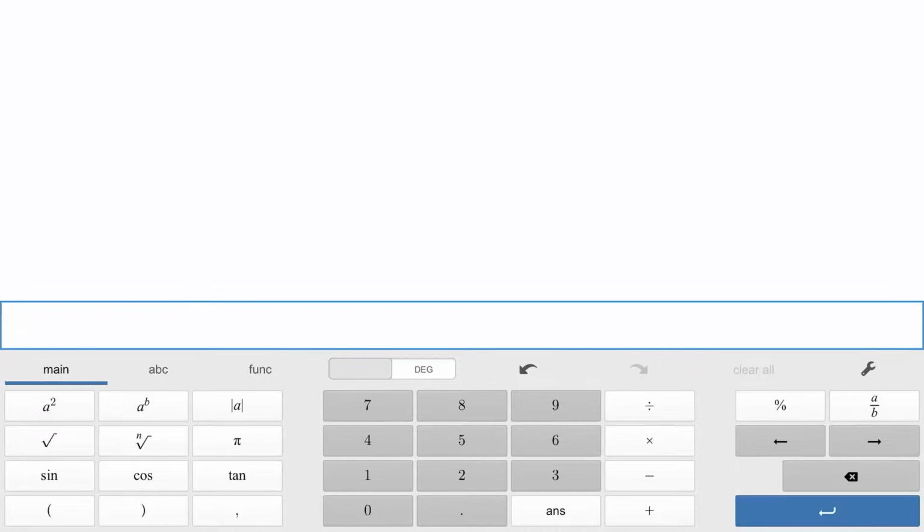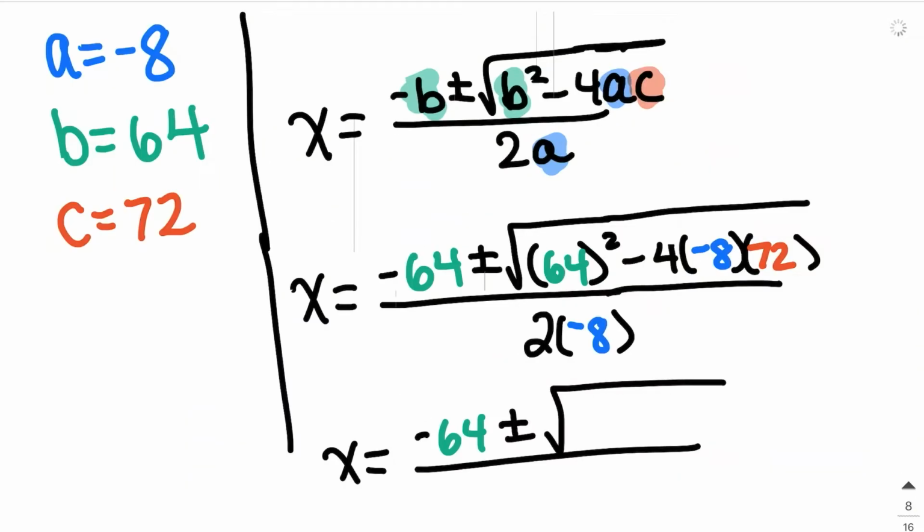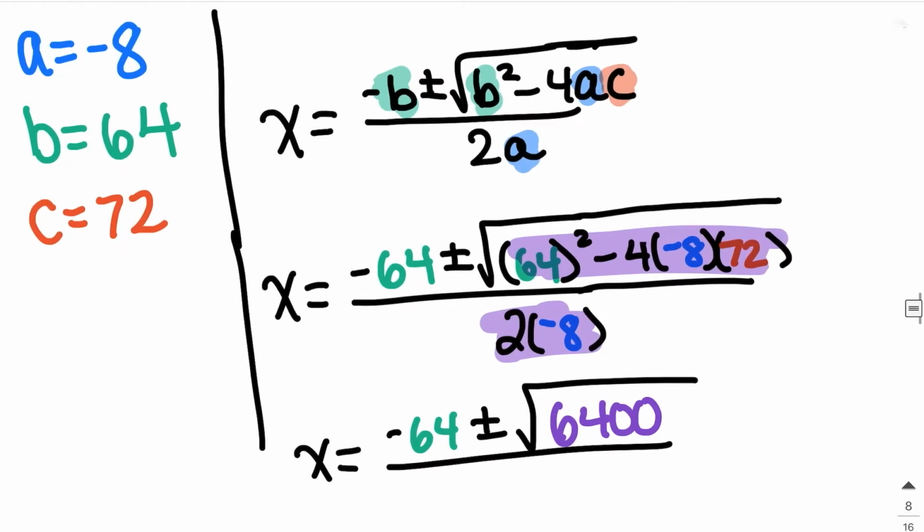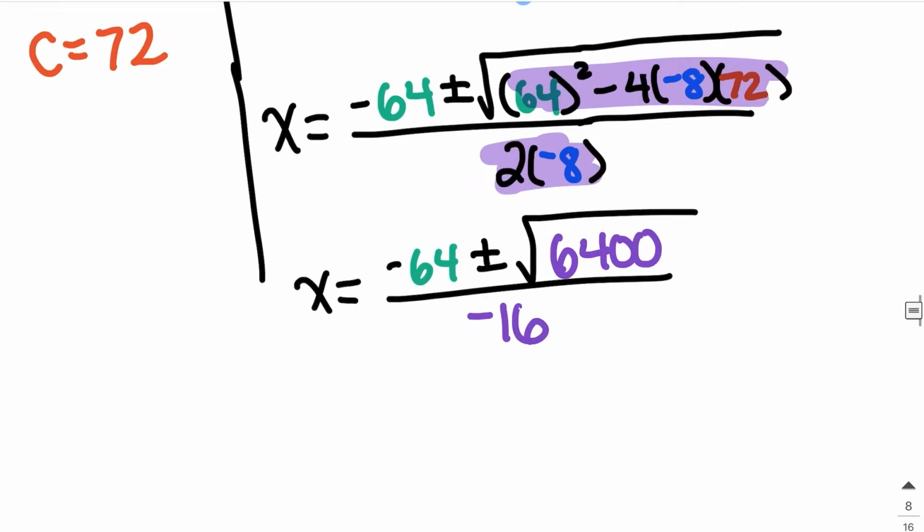And I'm going to do it without the square root button. So I'm going to type in 64 squared minus 4, and then I'm going to multiply that by negative 8, and then I'm going to multiply that by 72, and I end up getting 6,400. So this entire value that we plugged in will end up being 6,400. And that's all over negative 16, because I'm going to evaluate this as well, and this multiplied together gives me negative 16.